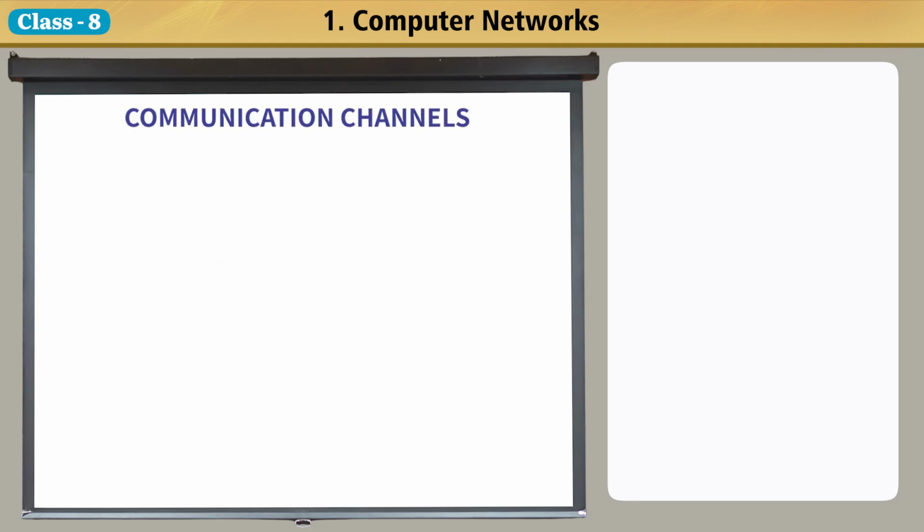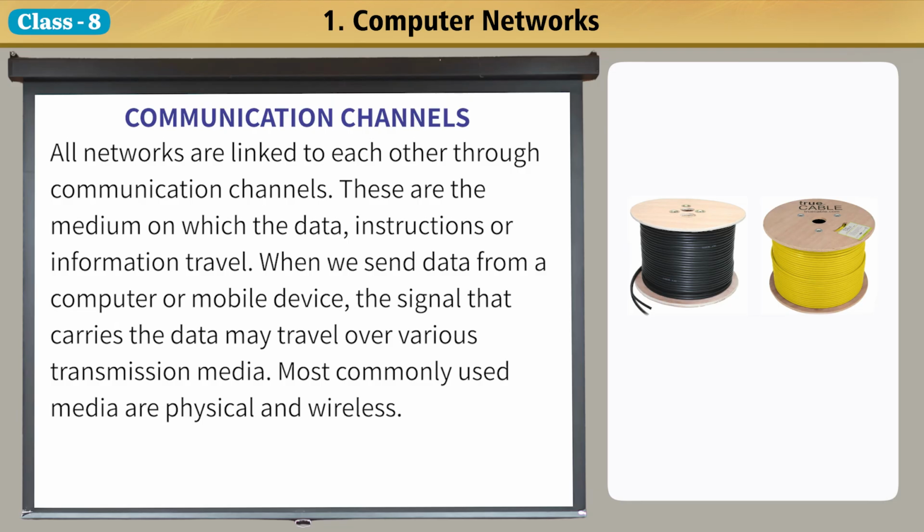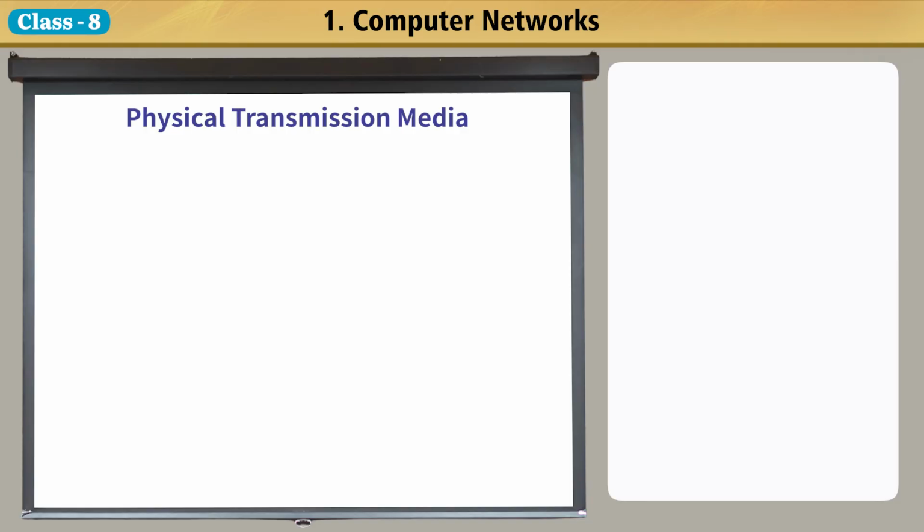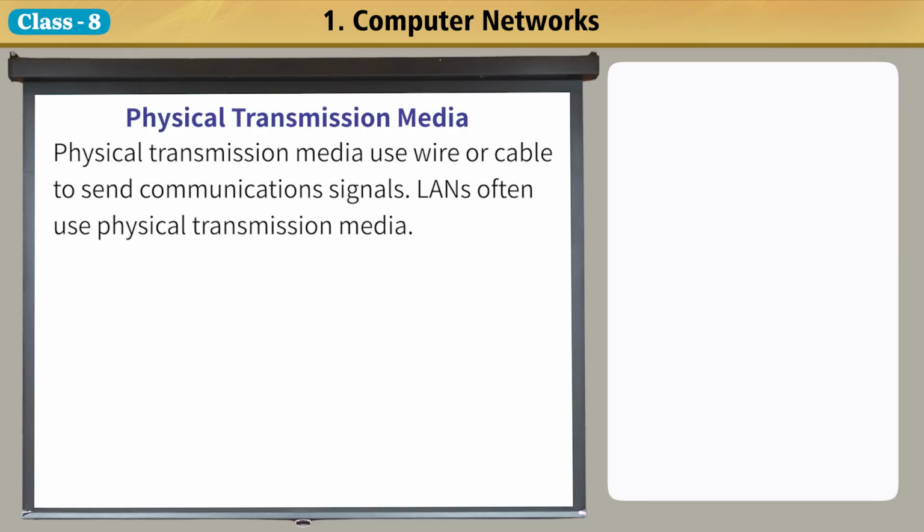Communication channels. All networks are linked to each other through communication channels. These are the medium on which the data, instructions or information travel. When we send data from a computer or mobile device, the signal that carries the data may travel over various transmission media. Most commonly used media are physical and wireless. Physical transmission media. Physical transmission media use wire or cable to send communication signals. LANs often use physical transmission media.